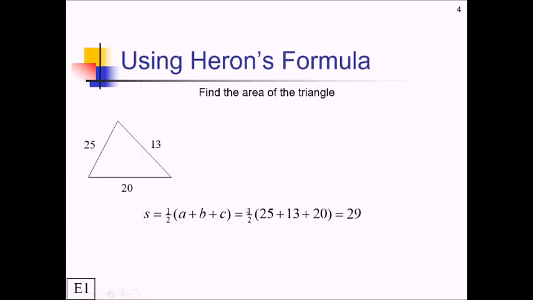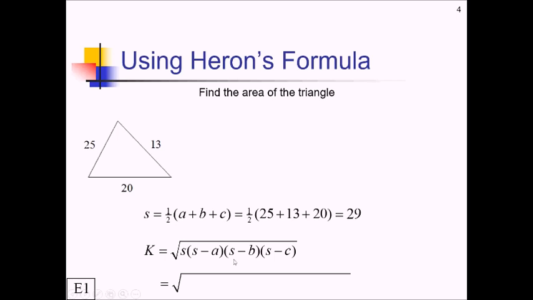So now that I found S, let me write out my general area formula for Heron's. That was the square root of S times S minus A, S minus B, S minus C. And then let's plug in all of these things here. So we've got a square root, and again, S was 29.